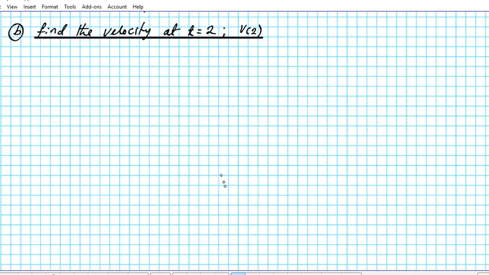Alright, next we want to find the velocity. Okay, so part B, we want to find the velocity at t equals 2. Another way to write this, the velocity at t equals 2, is just to write v of 2. V of 2. Okay? Alright, let's go ahead and do that. Now, let's see. How do we find velocity if we're given the position function?